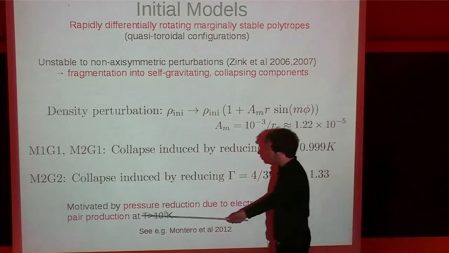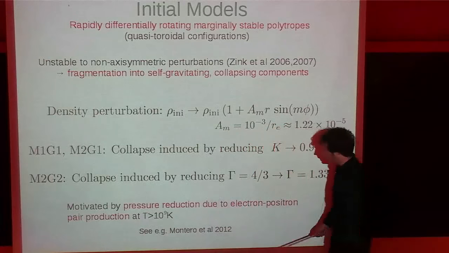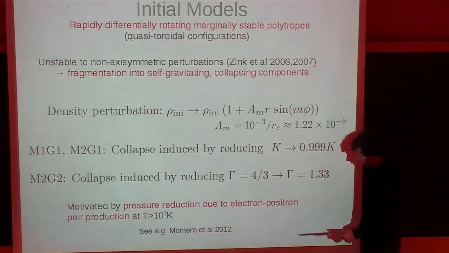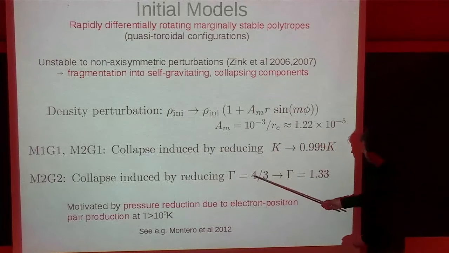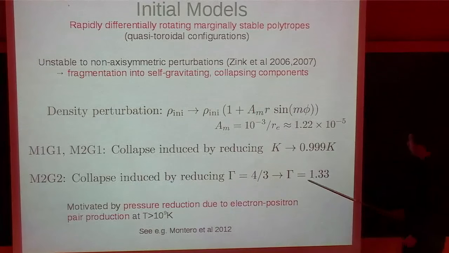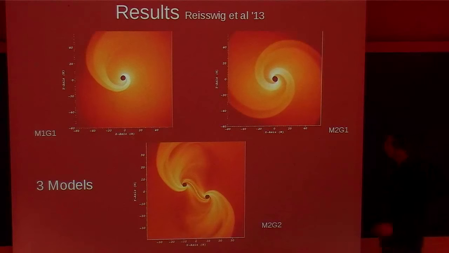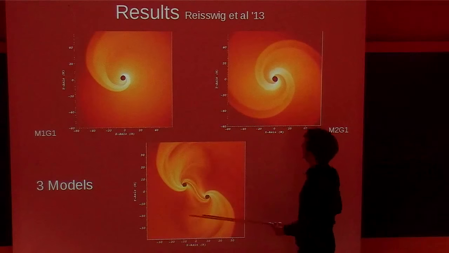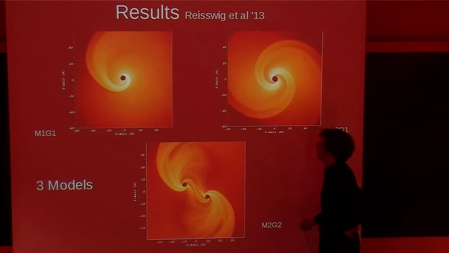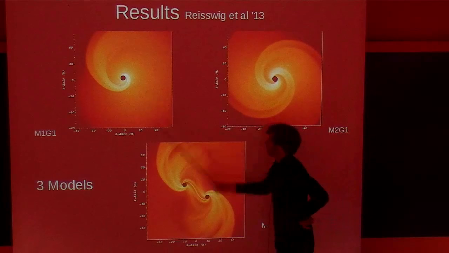And then what we are doing now, motivated by electron-positron pair creation above a temperature of 10 to the 9 Kelvin, that was observed by Montero et al., is we just play around with it and artificially reduce the adiabatic index gamma to somewhat below 4/3. This would correspond to a change of 0.25%. And for the first two models you get the same as what Burkhard Zink found in 2006 already. We form one black hole.